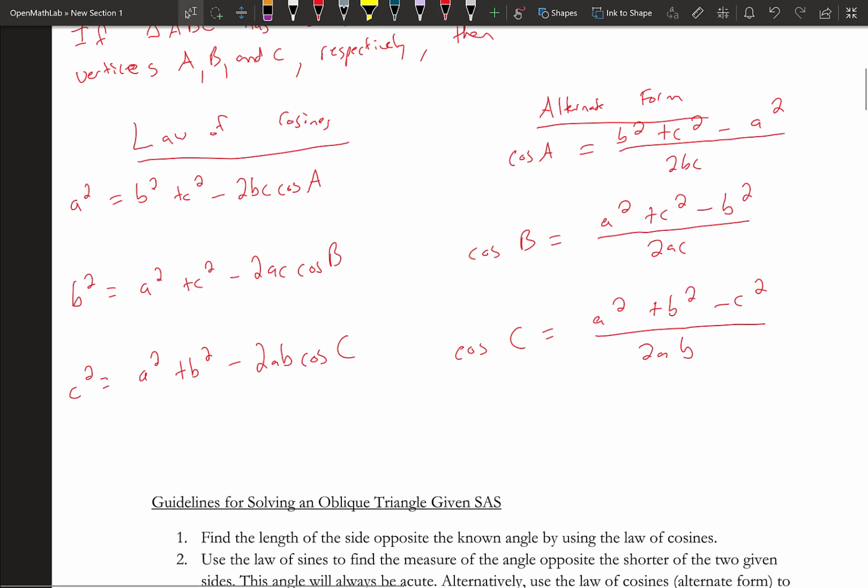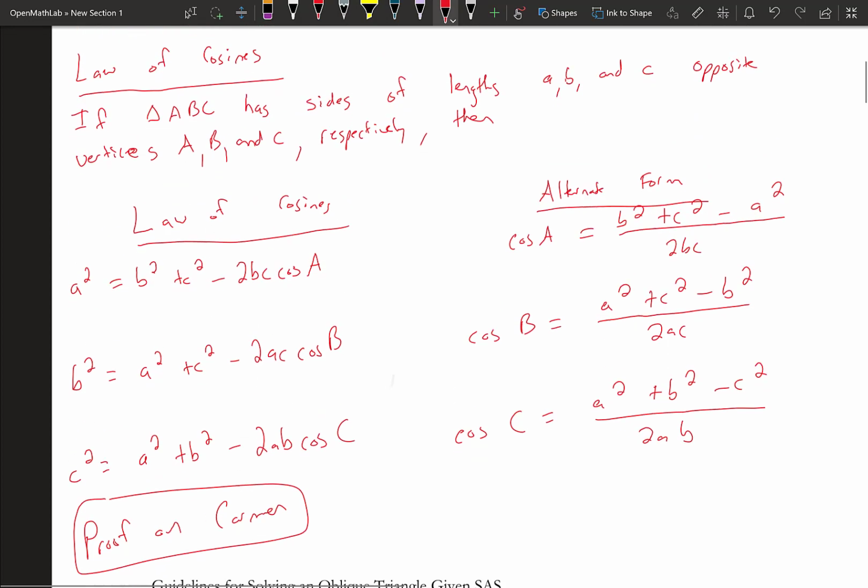For time's sake, I won't go over the proof of these, but I did post a video on Carmen if you're interested to see that. The proof of where these equations come from is on Carmen.